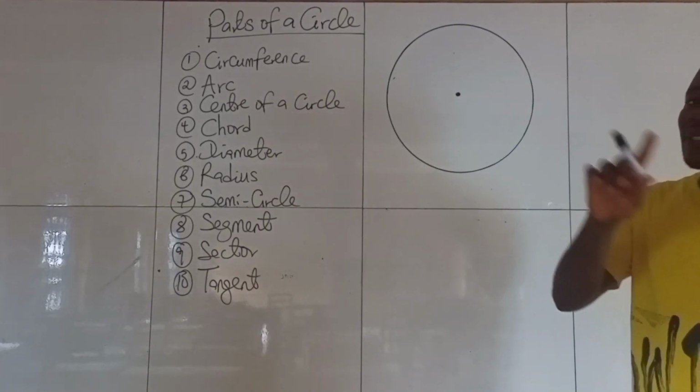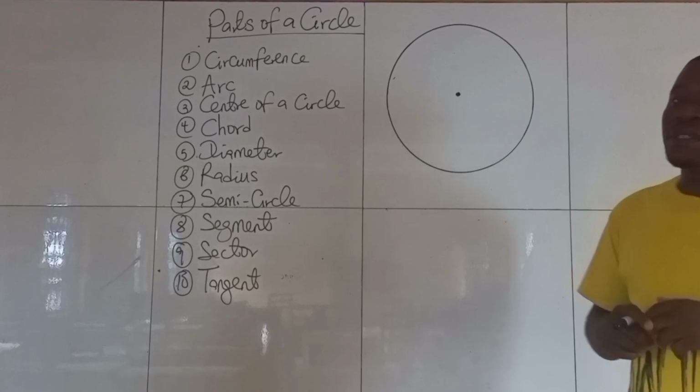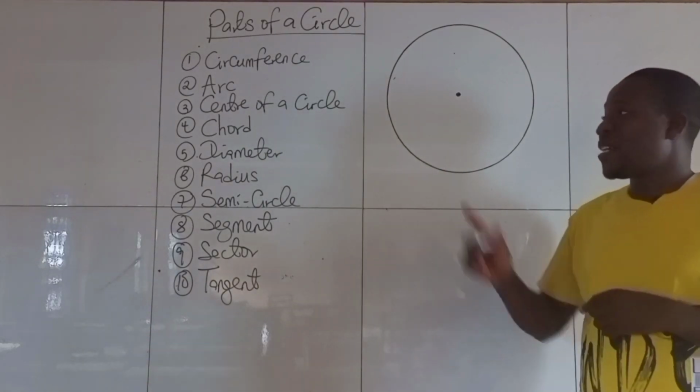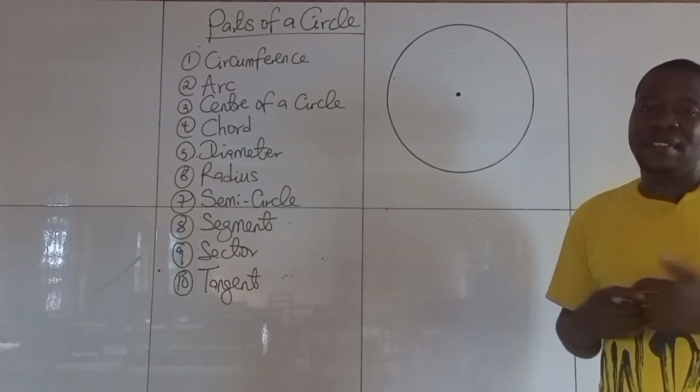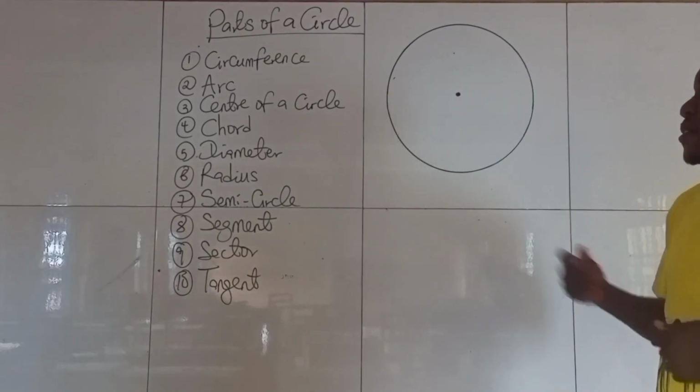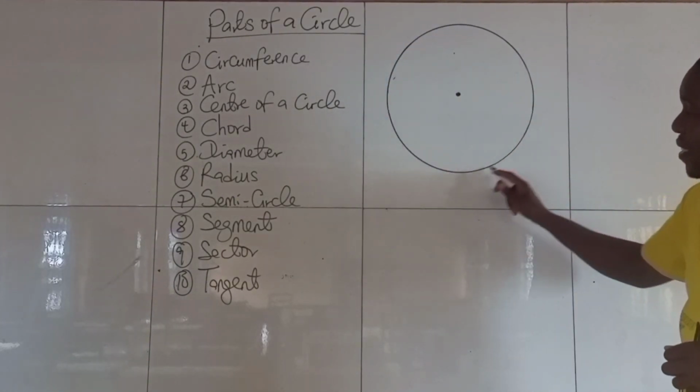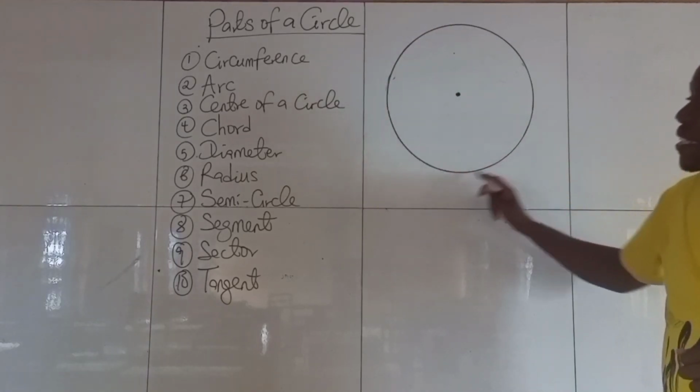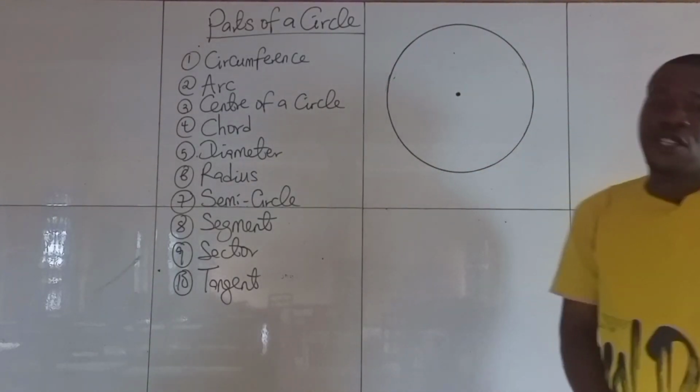Recall that the total outer line of any plane shape is the perimeter of the shape. And that is why the circumference of a circle is the same as the perimeter of the circle. So all these lines are the circumference of the circle.